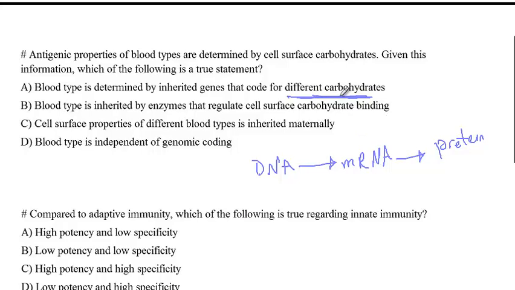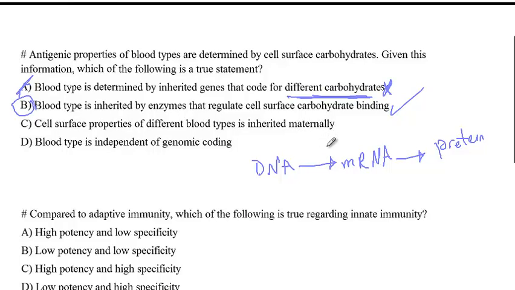No, our genes don't code for carbohydrates, they code for different proteins and enzymes. Now these proteins and enzymes can alter the structure of carbohydrates, but basically the wording of this choice is incorrect. Choice B, blood type is inherited by enzymes that regulate cell surface carbohydrate binding. That is correct.